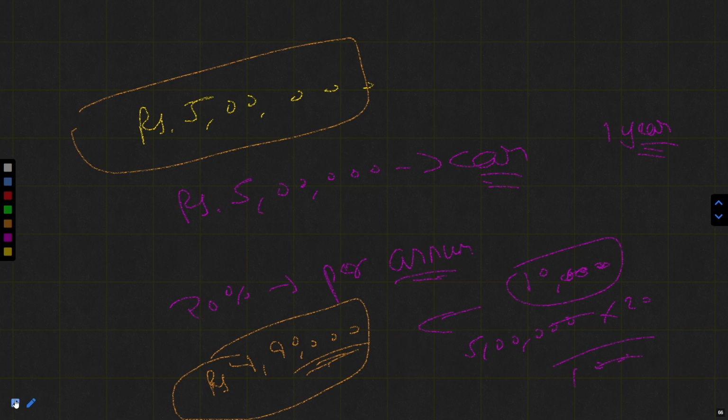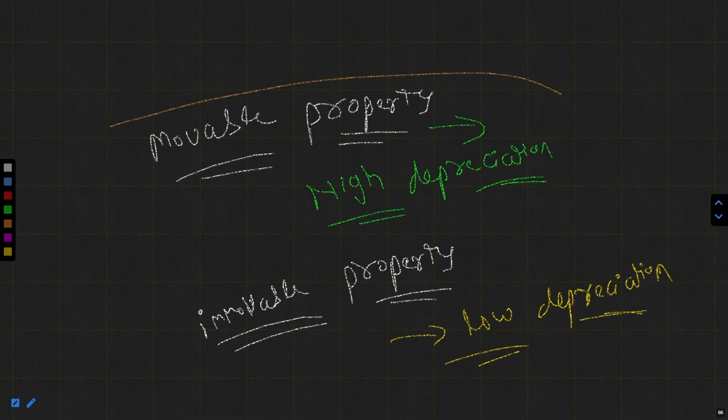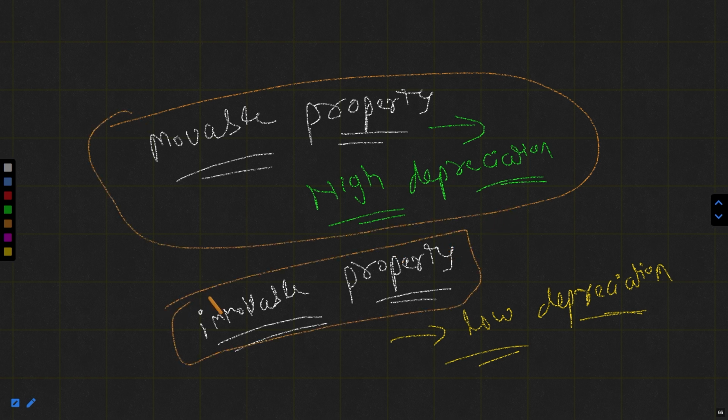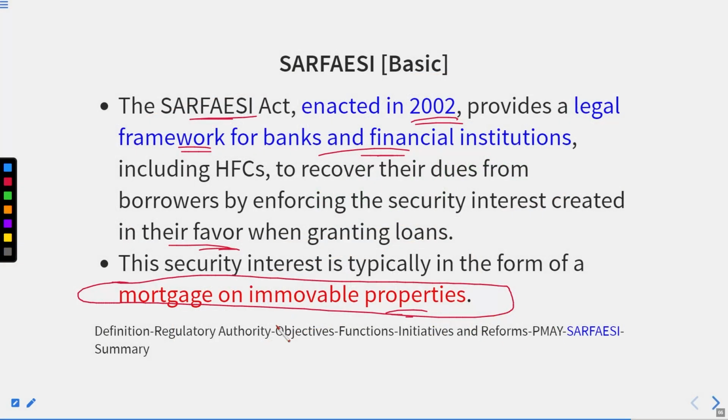That's the reason why, instead of accepting movable property which has high depreciation, banks generally prefer immovable property which has low depreciation or no depreciation at all, like land, a plot, or whatever you can say. So that's why immovable properties are generally preferred.